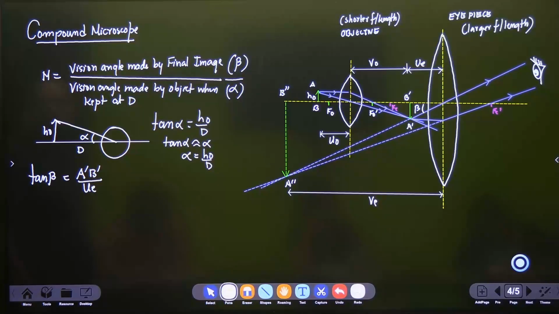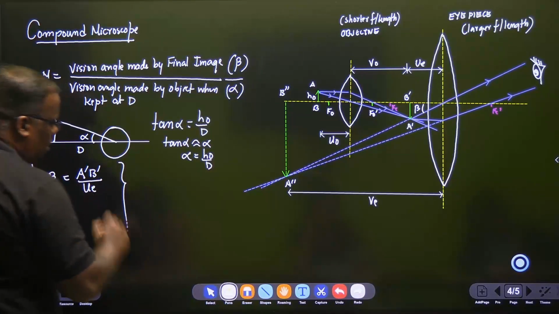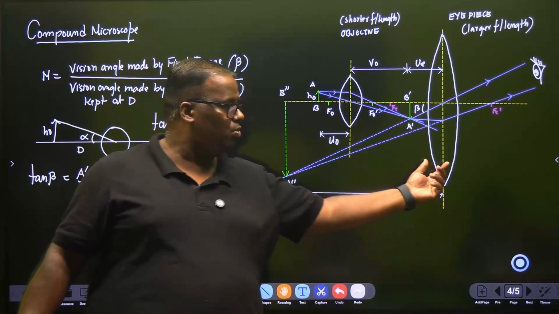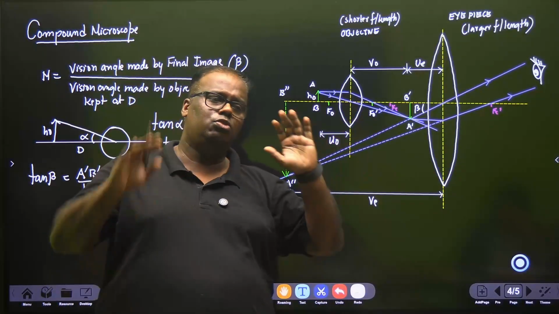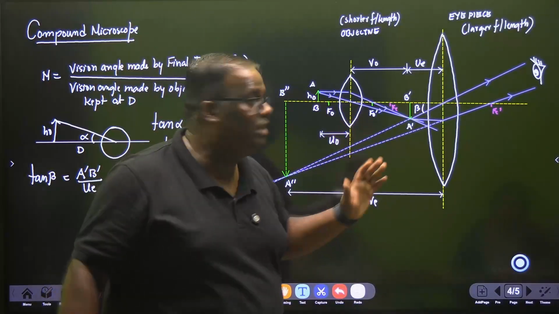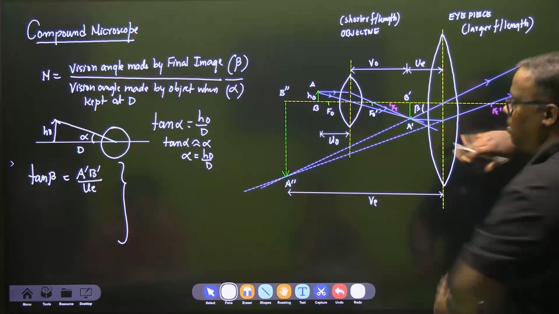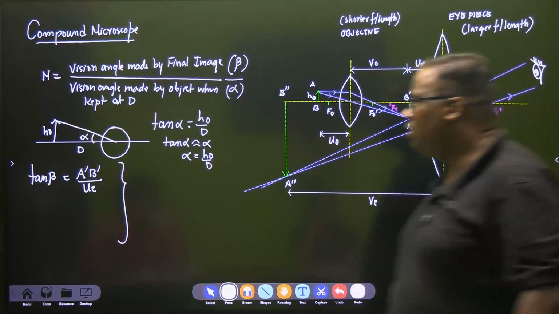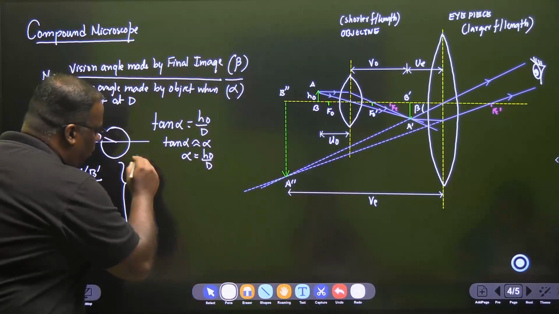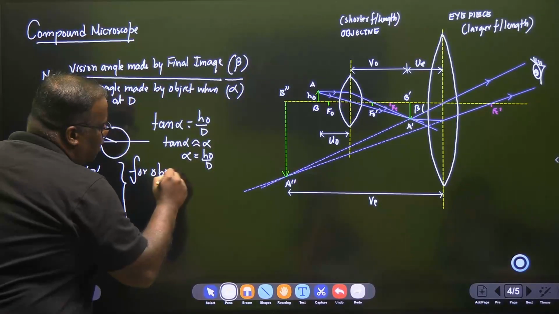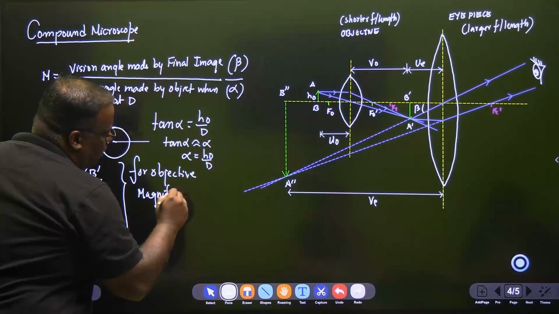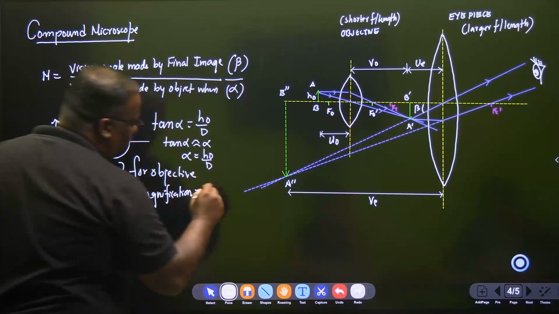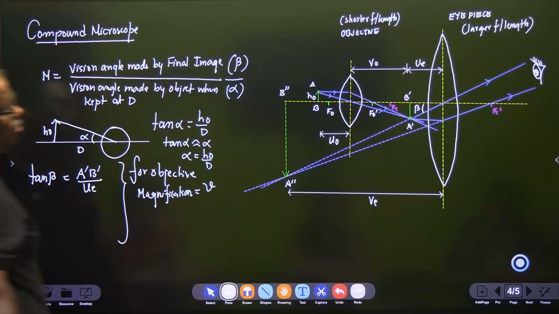Clear? But this UE is creating problem for us. We need to abolish this UE. So how to abolish UE? Come again. Just look at this lens. Not this lens, this lens. Think it to be an independent lens of your grade 10 case. In grade 10, we did not have this part, right? We just had this part. Agreed? So let's go to grade 10 and we say for objective magnification would be equal to V upon U for the objective.